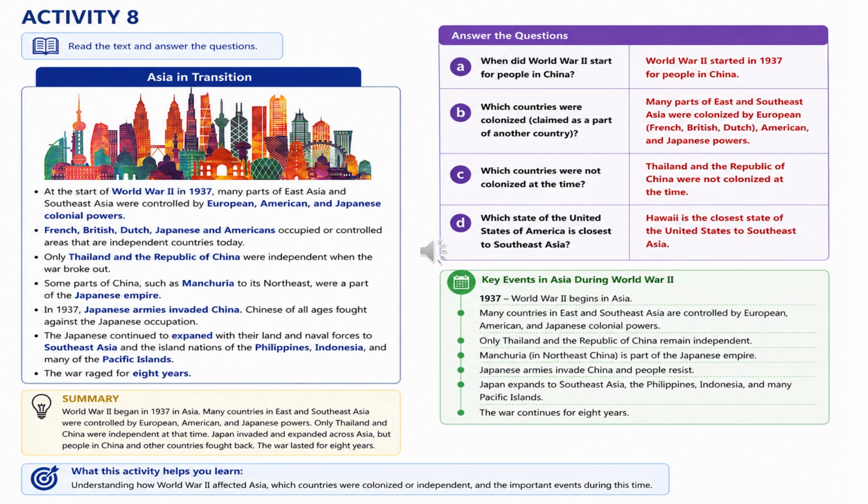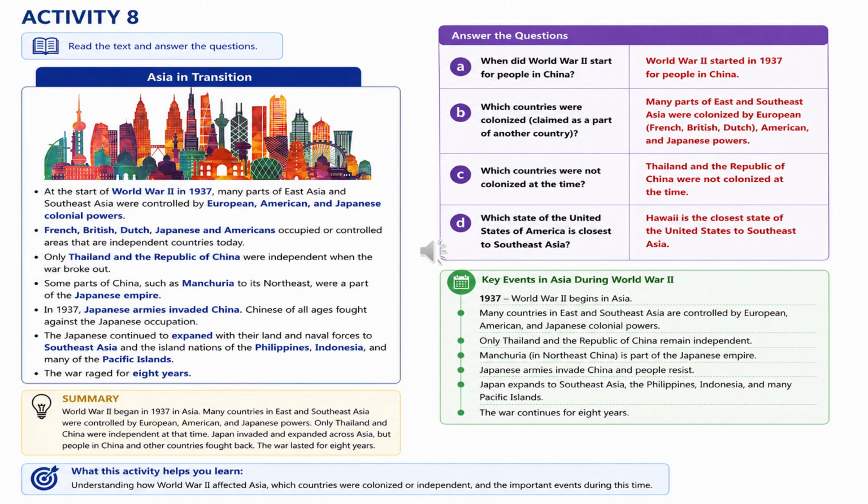Now let's move to activity 8. In this activity, we are going to read a short passage called Asia in Transition. This passage explains some important events that took place in East and Southeast Asia during World War II. As I read the passage, I would like you to listen carefully and think about how these events affected the people living in Asia.